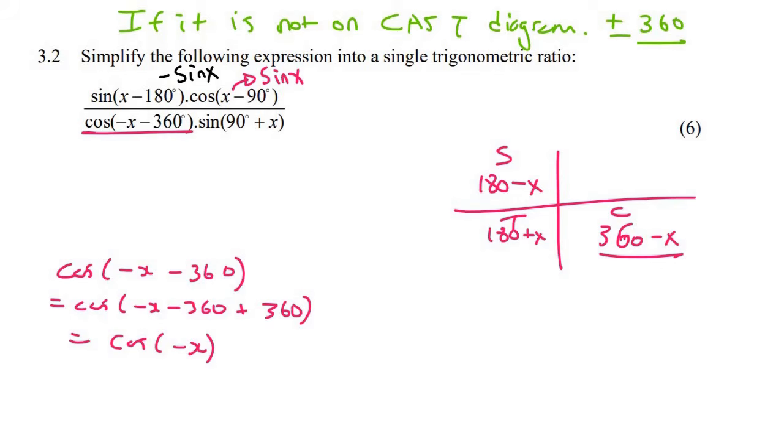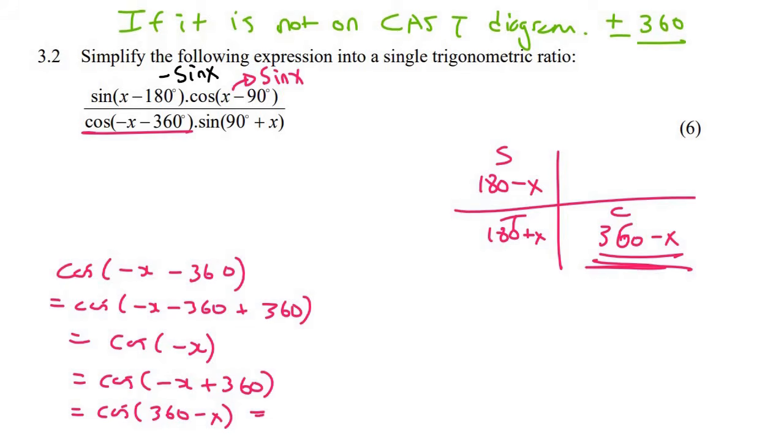Now, still not great. So what we do now is we can add 360 again. Now when you add, the order doesn't matter, and so that becomes 360 minus x. Now that's on the cast diagram, and cos is positive in that quadrant, so it just becomes cos x. So this would eventually just become cos x.